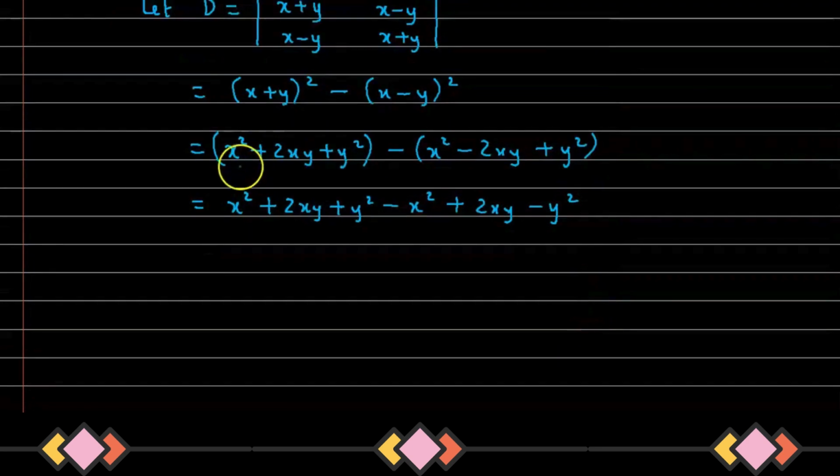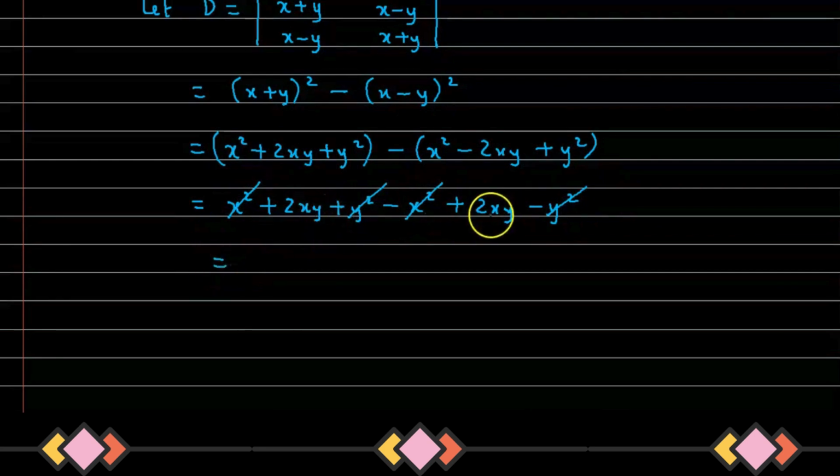अब यहाँ पर x square cancels with minus x square, y square with minus y square. So we have 2xy plus 2xy which is equal to 4xy.